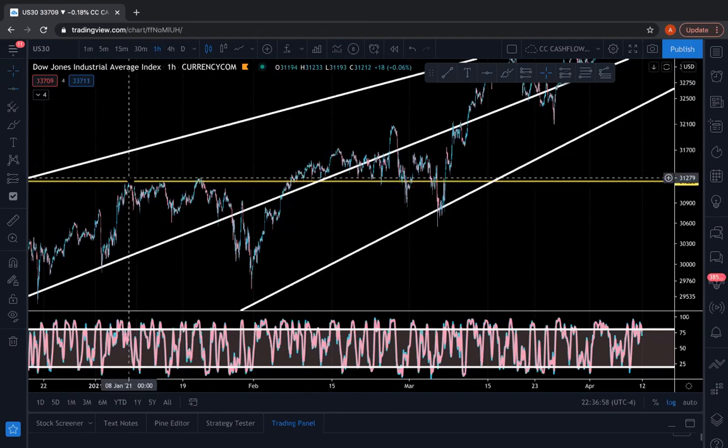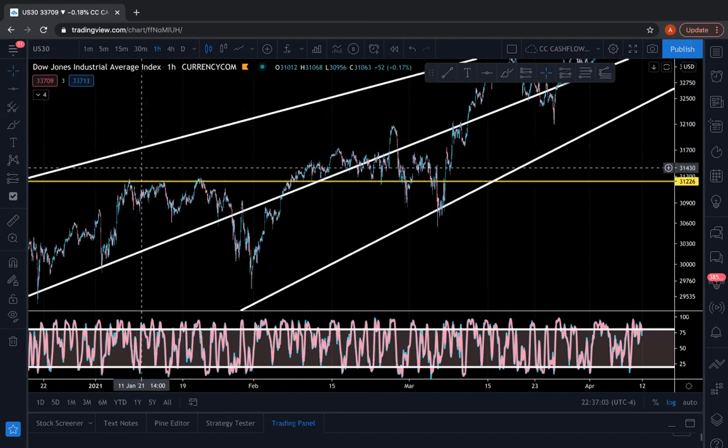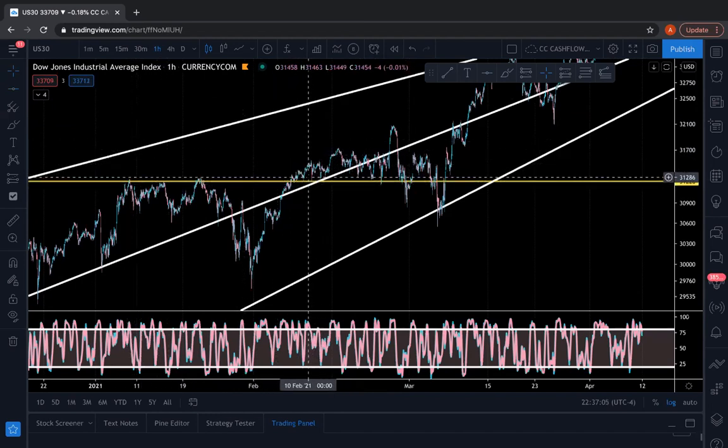So again, resistance is the ceiling, support is the floor. Okay, resistance is the ceiling, support is the floor. Now, if you guys do not know about support and resistance, definitely let me know. I can make a video about support and resistance that goes over simple things, okay?